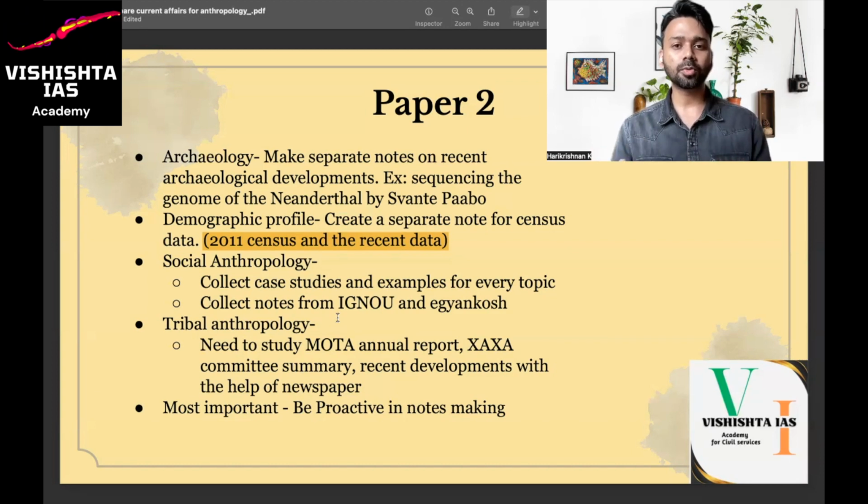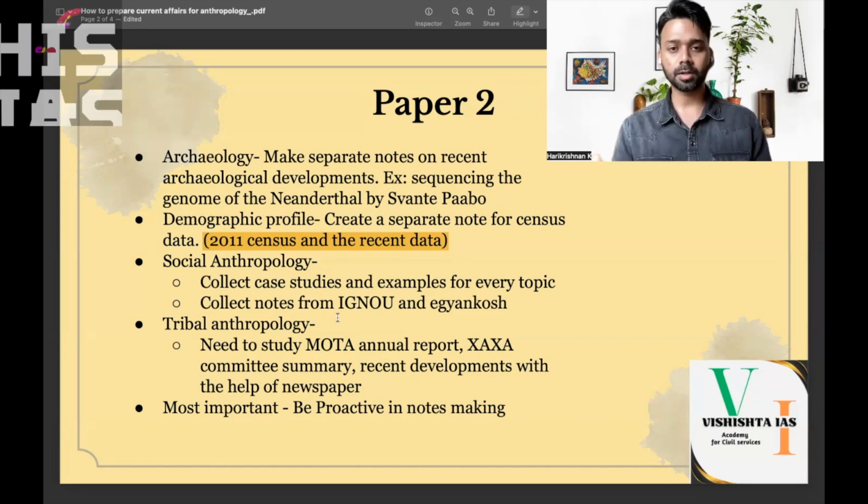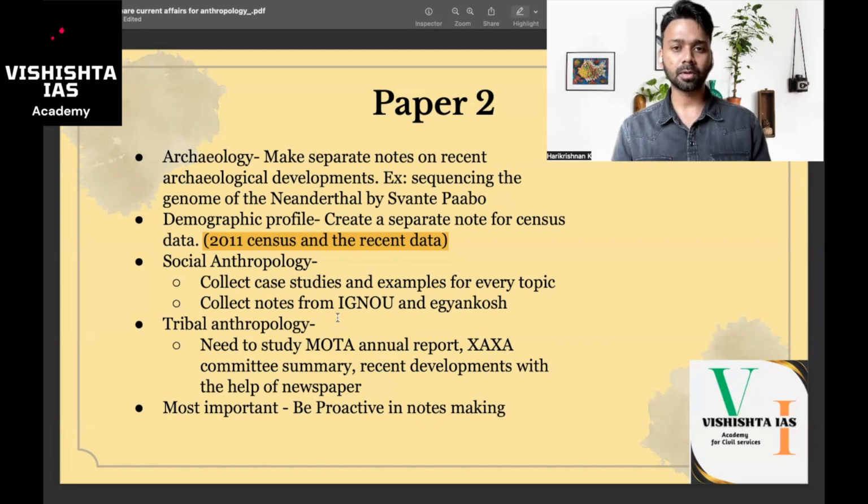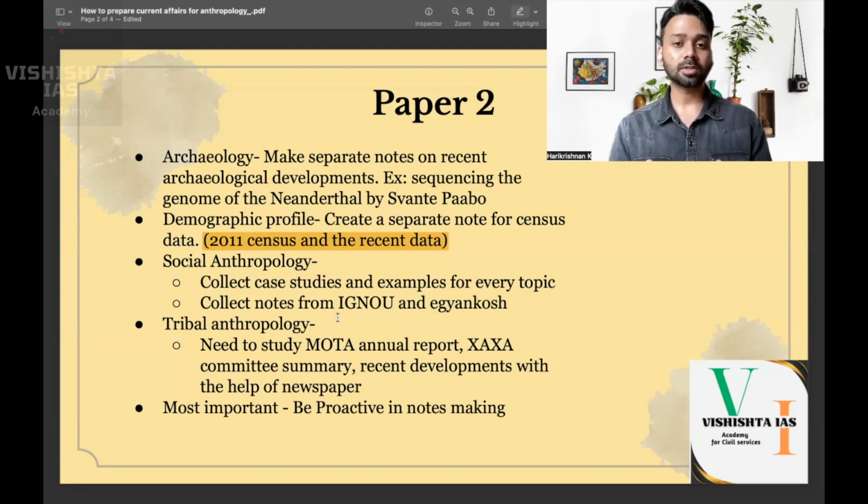So all you have to do is collect some extra points from the current perspective. For example, recently, caste-based census has become very important. In several states, they are trying to implement caste-based census. So you need to identify from an anthropological perspective how it will impact the society, how it will impact the social status of the scheduled castes and scheduled tribes. So you need to analyze these things.